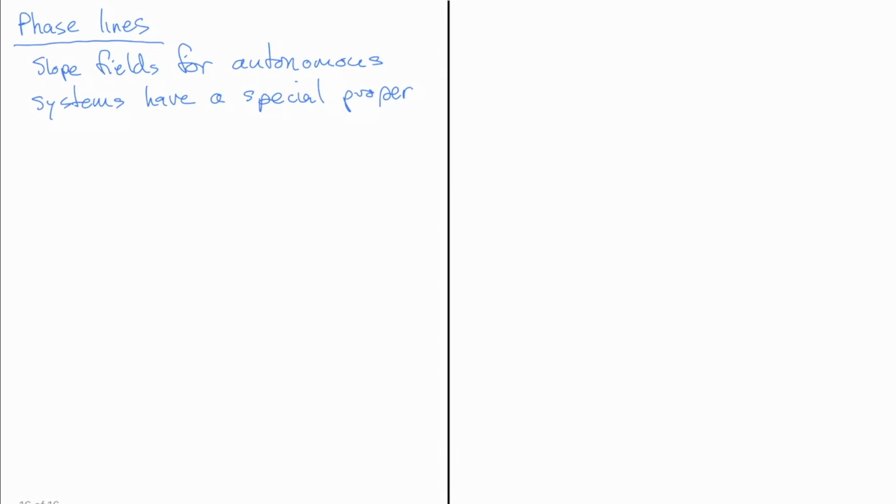So when you have a slope field for an autonomous differential equation, these have a special property, and that property is what allows us to define a phase line. Okay, so what is that special property? So let's just write down a reminder of what autonomous means.